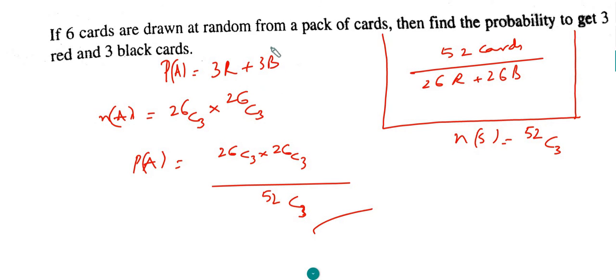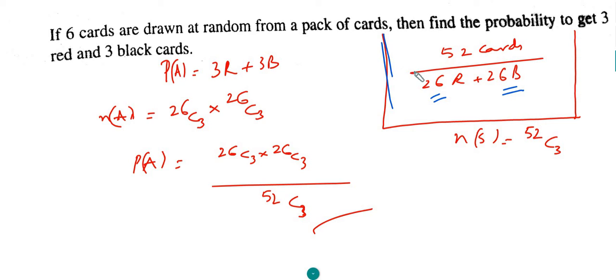Now, 6 cards are drawn at random from a pack of cards. Find the probability of getting 3 red and 3 black cards. Say this is a pack of cards. All these cards are put in a bag or a box and mixed. We put all these 52 cards. You remember that in 52 cards, 26 will be red and 26 will be black.